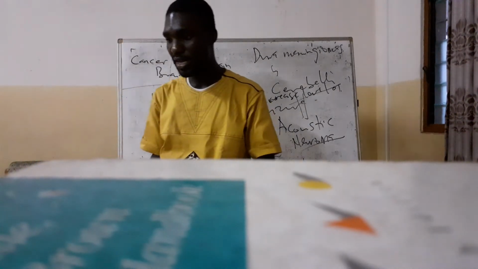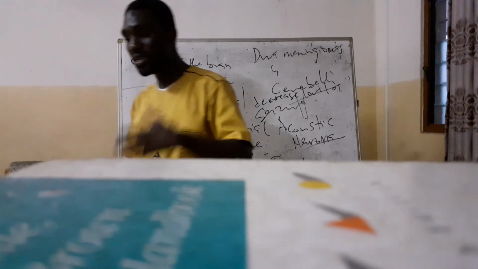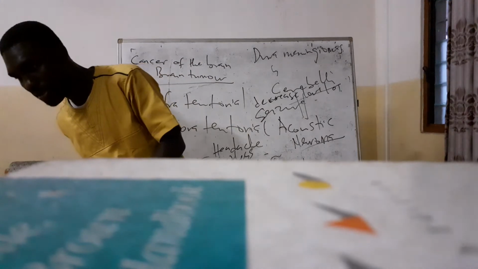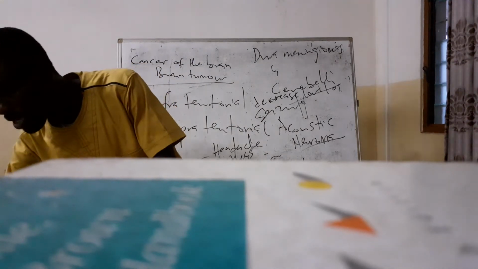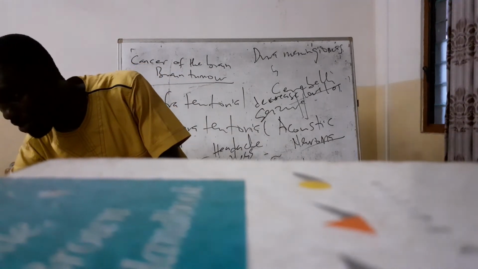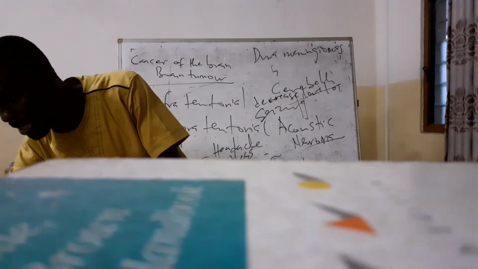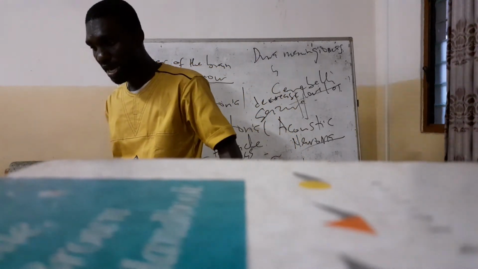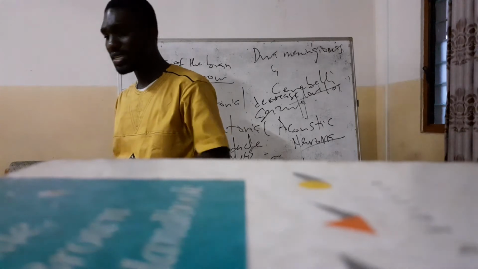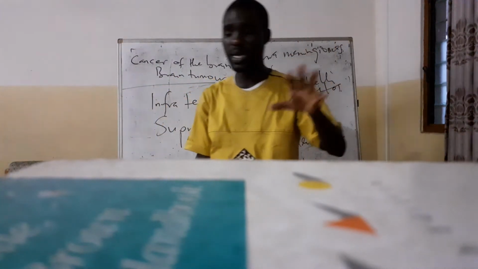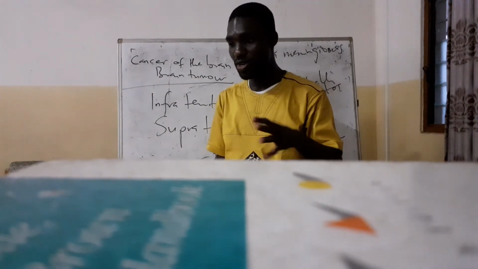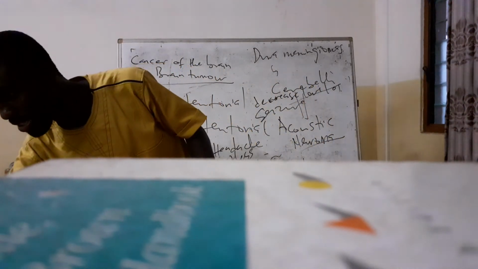And then there can be vertigo, there can be hemiparesis, and all that, right? So there are several manifestations that this patient can exhibit. It can even lead to nausea and vomiting because of the increased intracranial pressure. Most of the time, the signs and symptoms depend on the part of the brain that is affected, right? So it depends on the part of the brain that is involved.